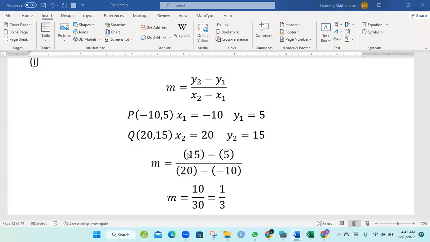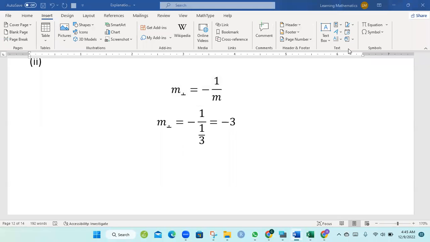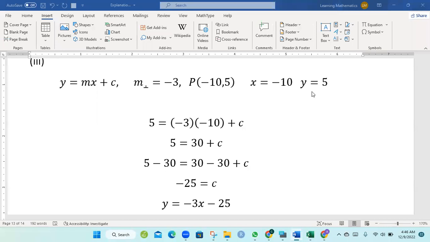So we have found the gradient of PQ, which is a third. Next, we found the gradient of the line perpendicular to PQ, which is negative 3. Then we found the equation of the line perpendicular to PQ passing through the point P, which is y equals negative 3x subtract 25.